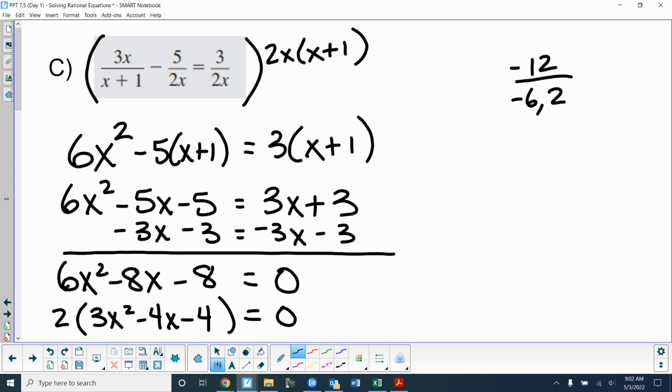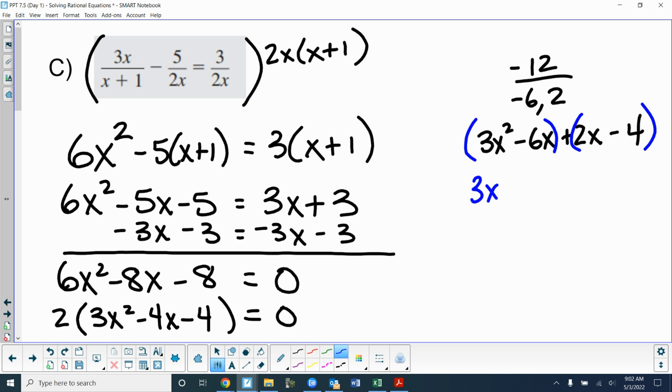Okay. So I have to rewrite this 3x squared with a minus 6x and a plus 2x instead of that negative 4x. And then we group it, remember? What's common to the first group? 3x. Good. What's common to the second group? 2. So what's 3x squared divided by 3x? X. What's negative 6x divided by 3x? Negative 2. What's 2x divided by 2? What's negative 4 divided by 2?